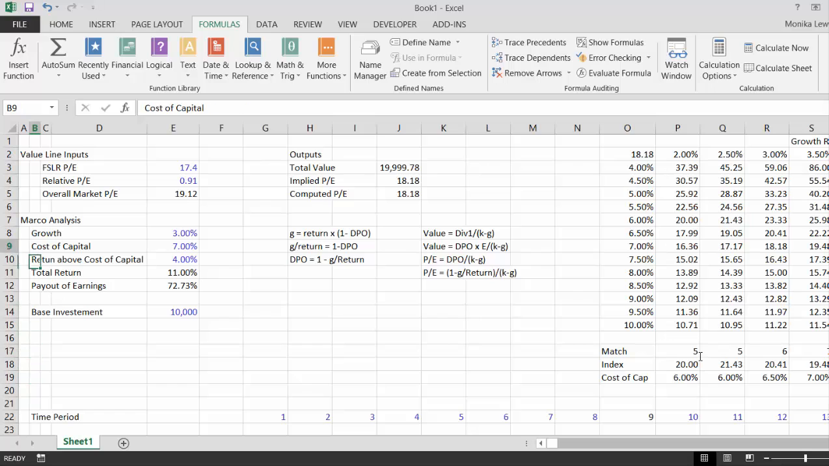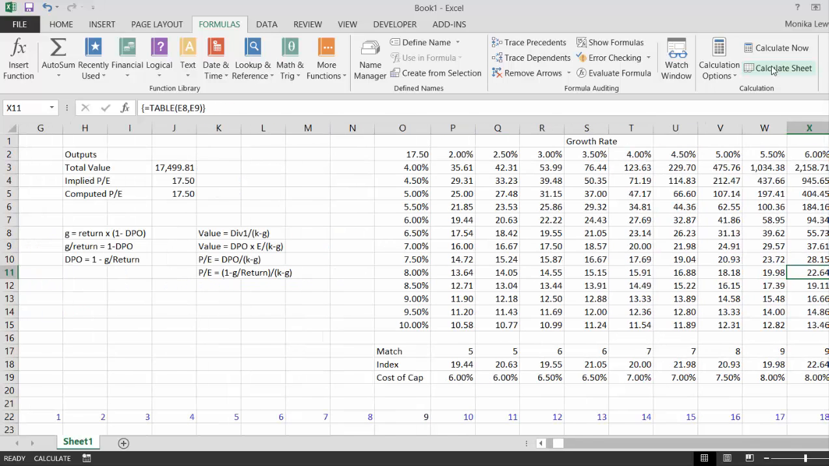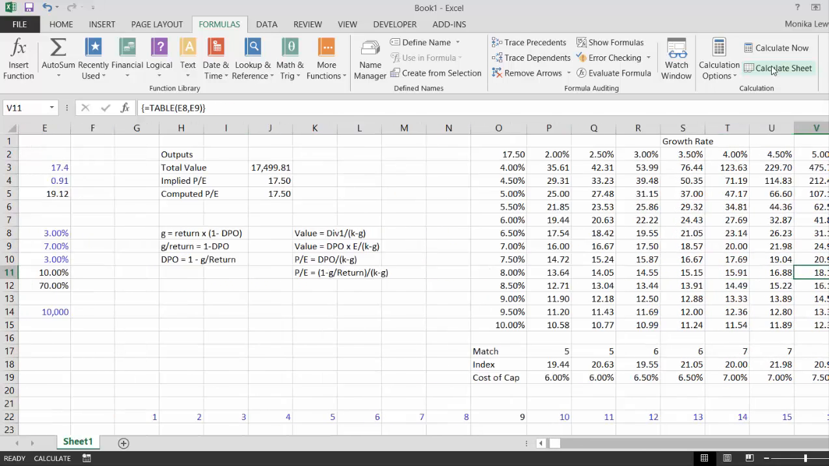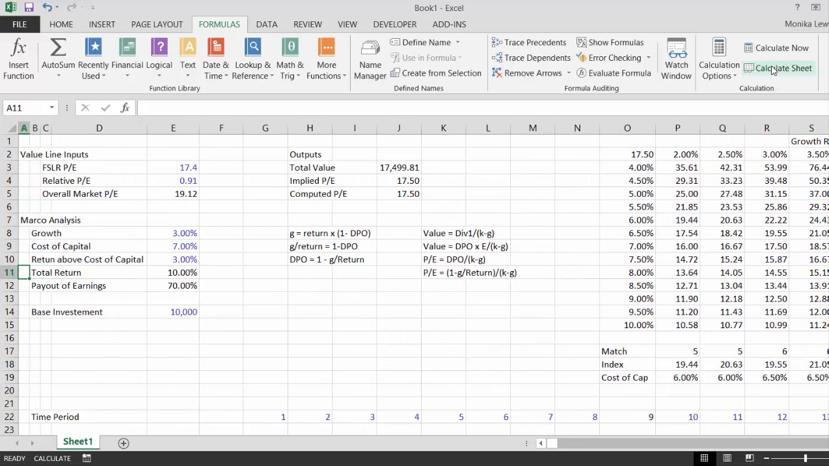Let's say that return above the cost of capital instead of 4 is 2%. Well, let's say it's 10%. And then what we'd have to do is calculate the sheet. And then we have this. If it's only 3%, then we get a little bit lower. It's not very sensitive to that variable. Okay, it's more sensitive to the growth rate.